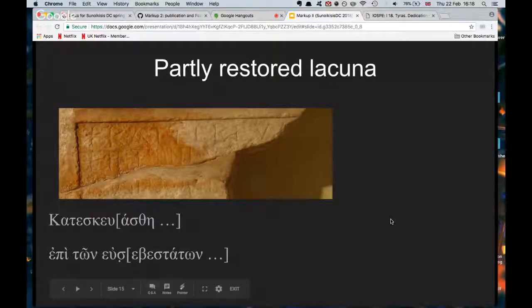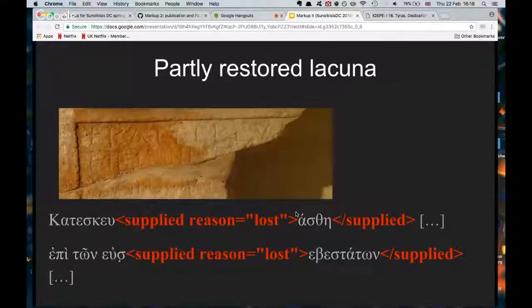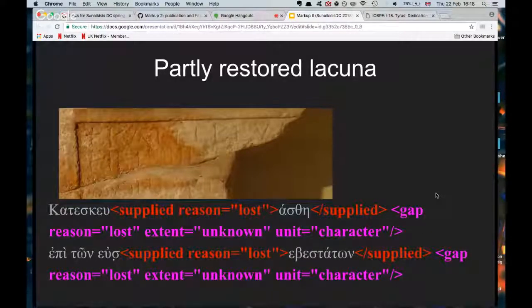So in Leiden, in a printed edition, we would mark them up like this. We have the square bracket for the restoration, then a space, then the 3 dots for the gap, and then the closing square bracket. So what do we do? We mark up our restoration as we just saw, and then we have a gap, because there are 2 separate things happening, right?